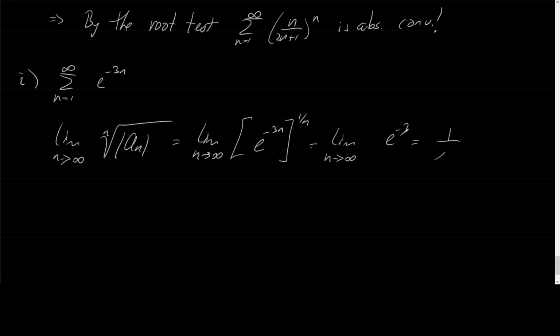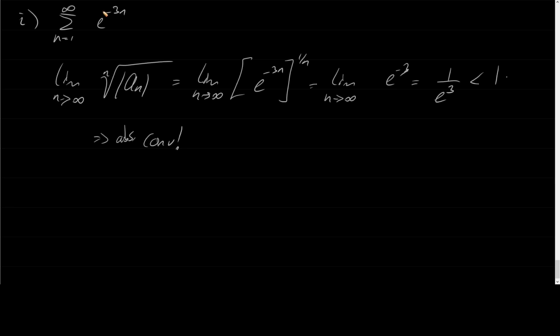And that's just 1 over e cubed. But 1 over e cubed is less than 1. So that tells us convergent. Technically, absolutely convergent. Now, I do want to mention something about this example. We didn't have to do it with the root test, right? We could have done it with the following.